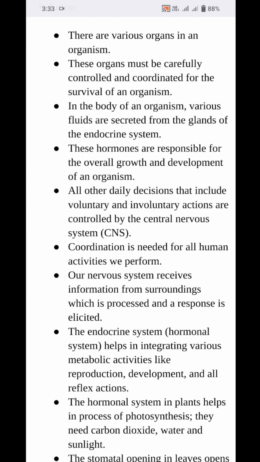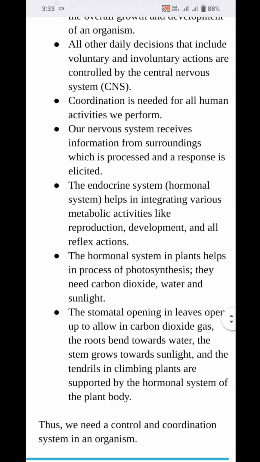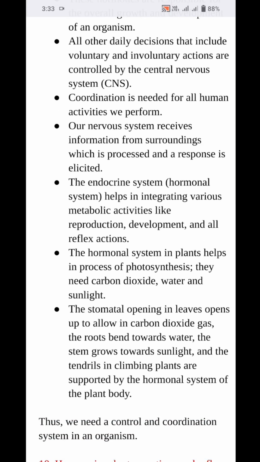In the body of an organism, various hormones are secreted from the glands of the endocrine system. These hormones are responsible for overall growth and development of an organism. All other daily decisions that include voluntary and involuntary actions are controlled by the central nervous system. Coordination is needed for all human activities we perform. Our nervous system receives information from the surroundings, which is processed, and the response is elicited.